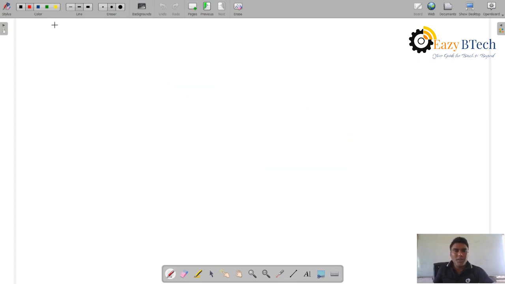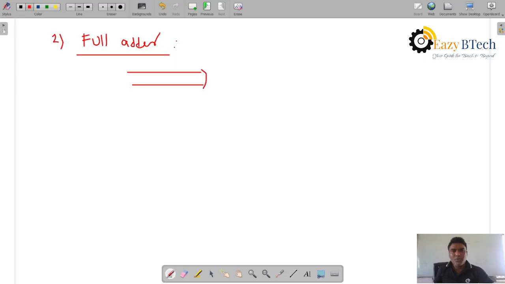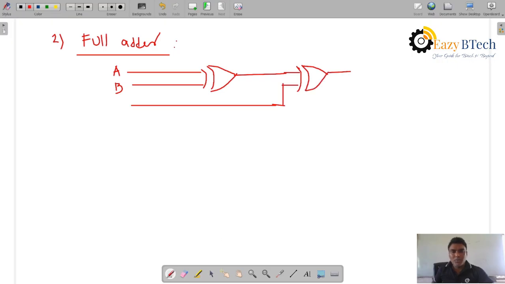Now let us see the full adder circuit. In the full adder circuit, the outputs are the sum value and the carry value. Let us see the sum value. It is A exclusive-OR B exclusive-OR C, the sum of the three inputs A, B and C. So the final output, sum, is equal to A XOR B XOR C.